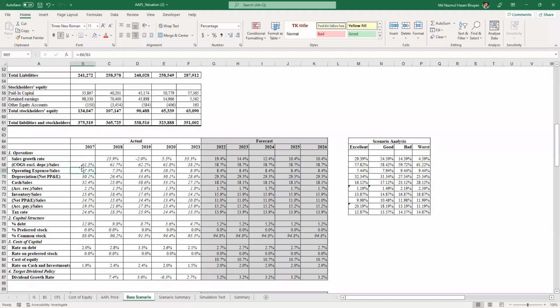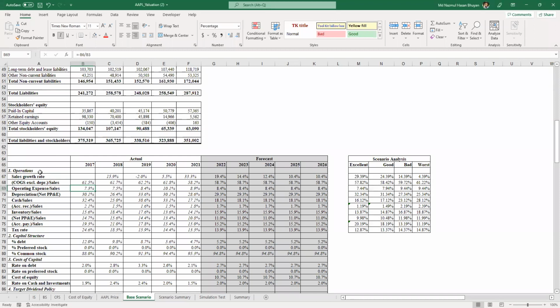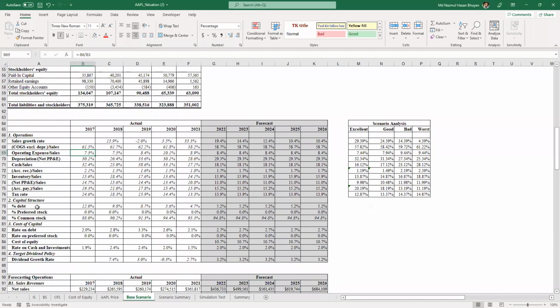So here you can see we are going to calculate some ratios related to operations, and then spontaneous current assets and spontaneous current liabilities. And then we're going to also calculate our capital structure, and then we're going to also estimate our cost of capital, and then we are going to also calculate our dividend growth rate. All right, so let us do so.